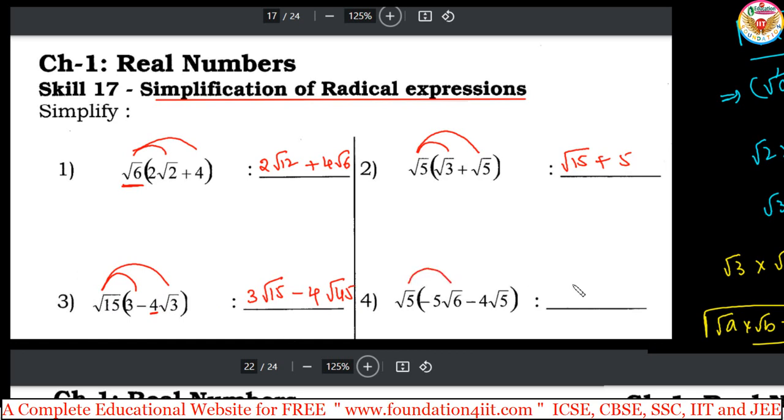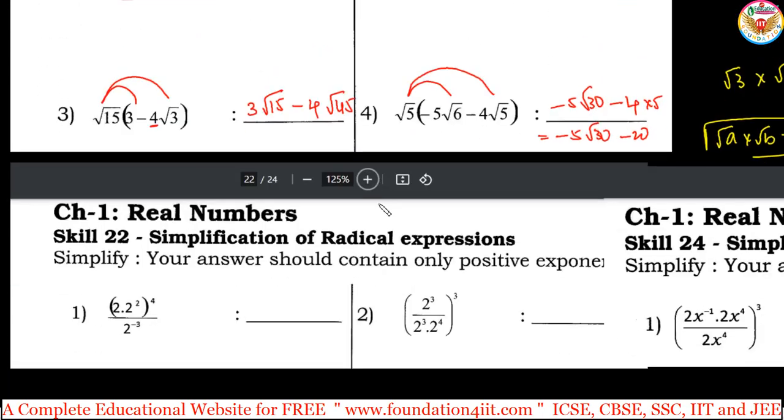Same way, one more. Minus root 5 into 5 root 6. 5 as it is, root 30, because root 5 into root 6 is root 30. Again minus root 5 into 4 root 5. 4 as it is, root 5 into root 5 is 5, so into 5. Finally minus 5 square root of 30 minus 20 will be the answer. Okay, this is the simplification of the radical expressions.